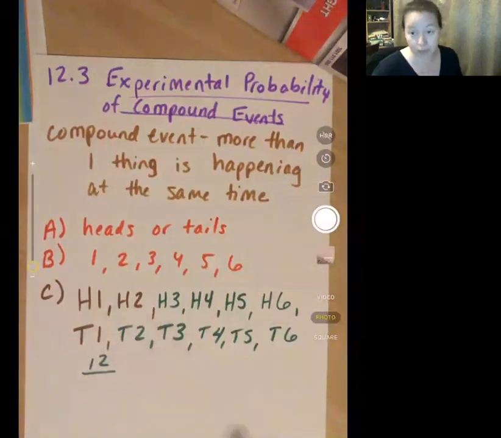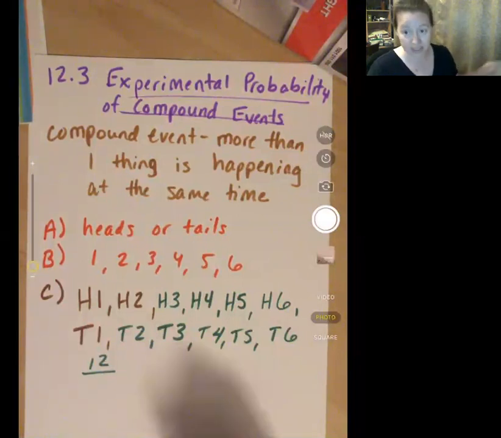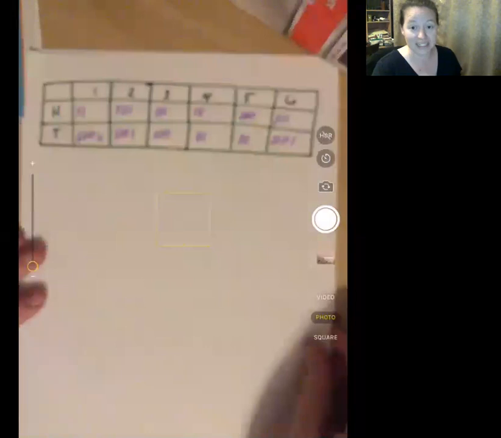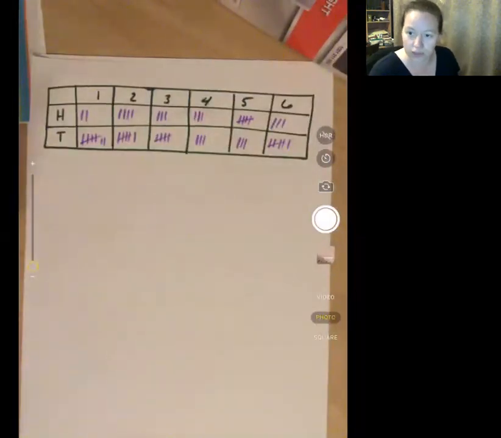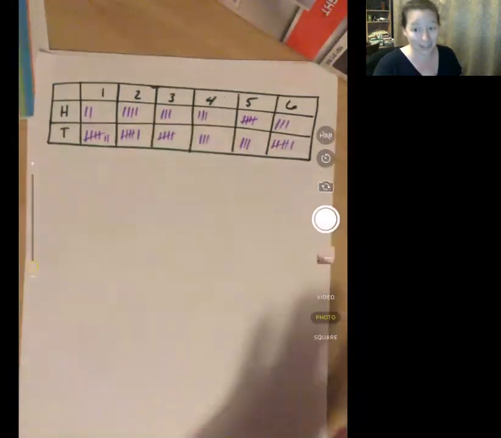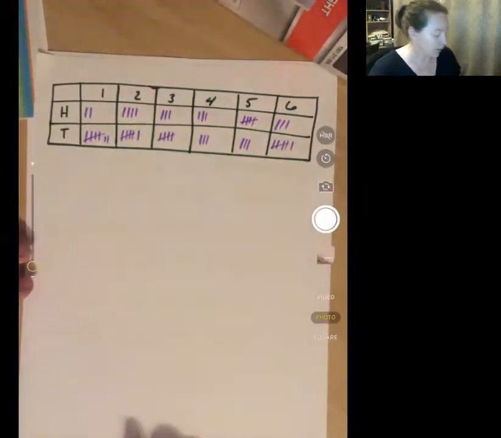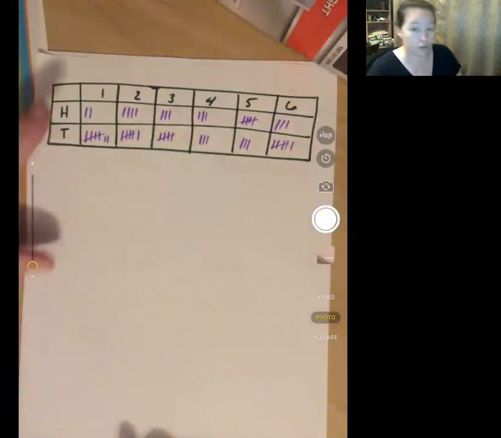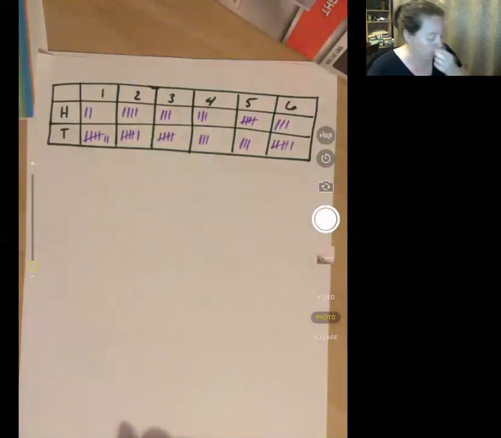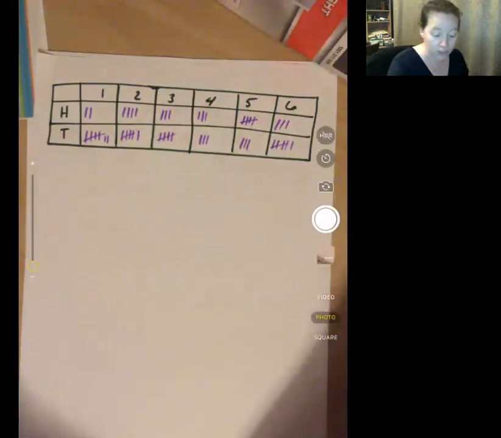Now, the next part says, D says to flip a coin 50 times and to roll a die 50 times. I already did that, and that is what we got figured out as being what would happen if you flipped a coin and rolled a die 50 times. So these are my tally marks. Based on your data, so I'm going to do it based on this data. If you did it yourself and you got different data, that's fine. Based on your data, which compound event had the greatest experimental probability, and what was it?